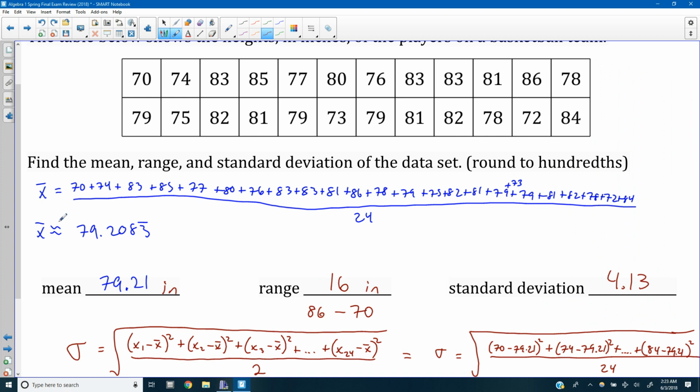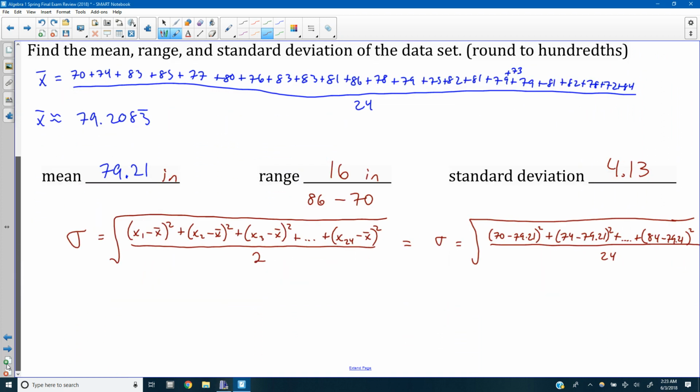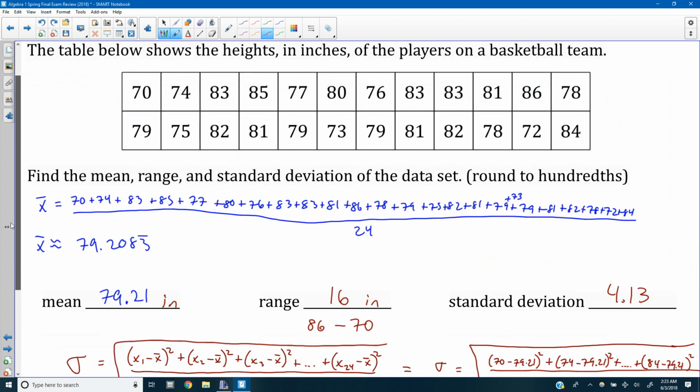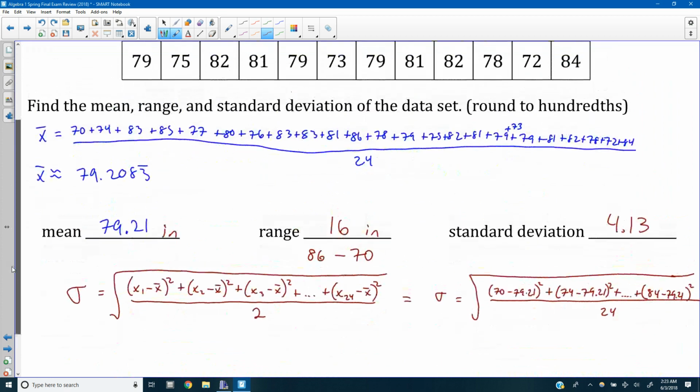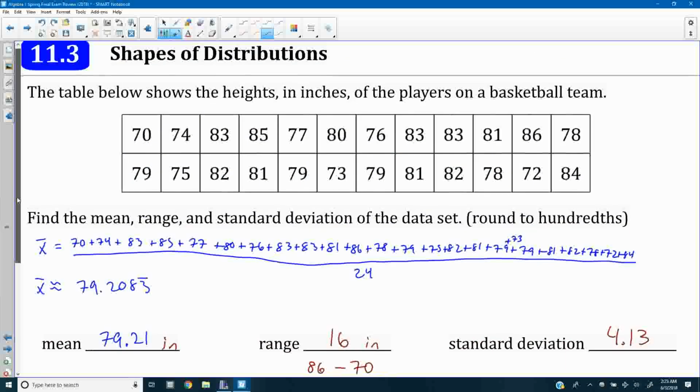For something like this, it's more about describing it when you're being asked to. But anyway, that would be your standard deviation there. Something in the 4s, I guess. It's pretty close.